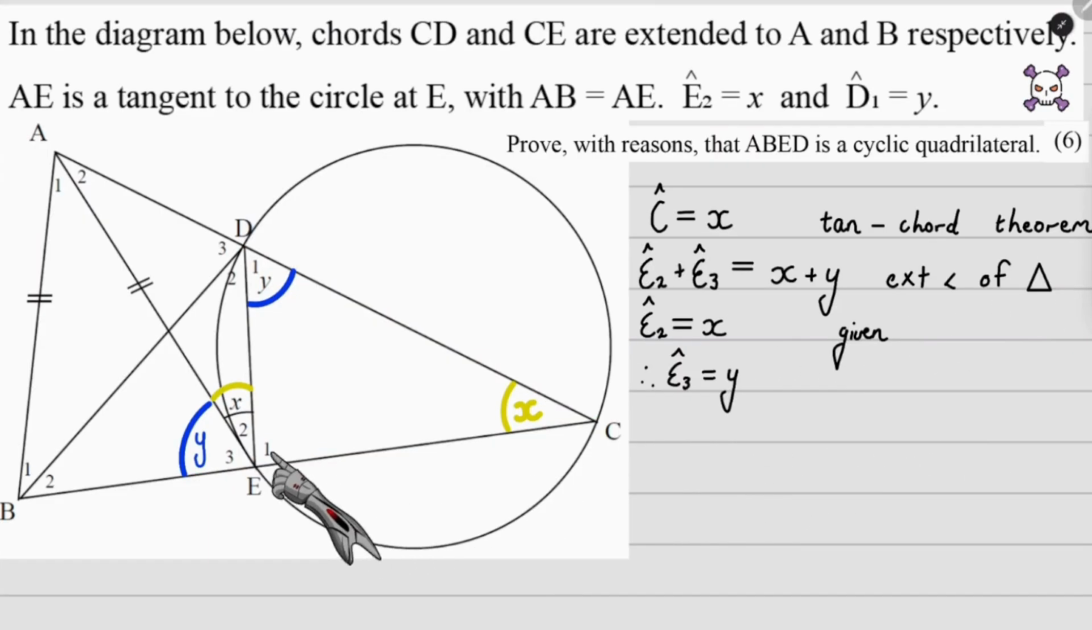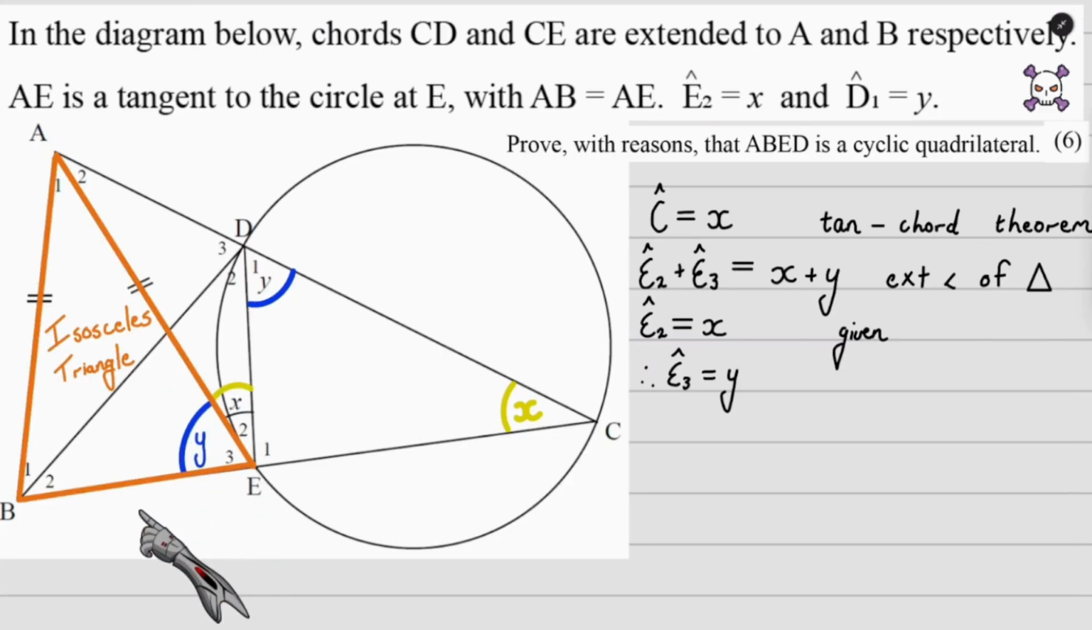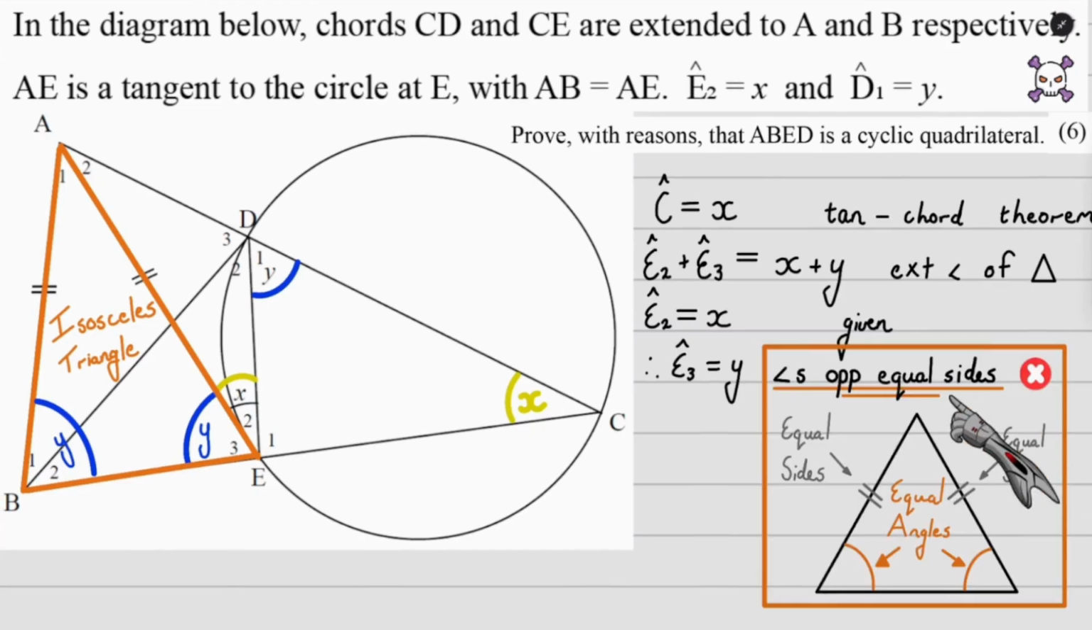And now I'm going to direct my focus towards this Y over here. I can see it's touching this line, which is equal to this line, so it's inside of an isosceles triangle. And in an isosceles triangle, we always know that the base angles are equal. That's for the following theorem: angles opposite equal sides. If I look at the equal sides and I go to the angles that are opposite them, the angles will be equal. So now we know that B1 plus B2 will equal Y.